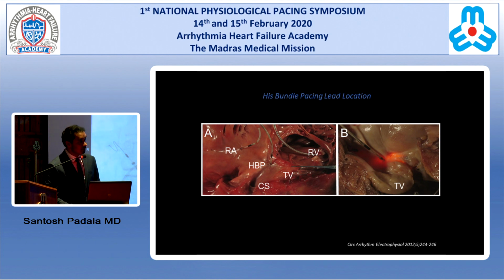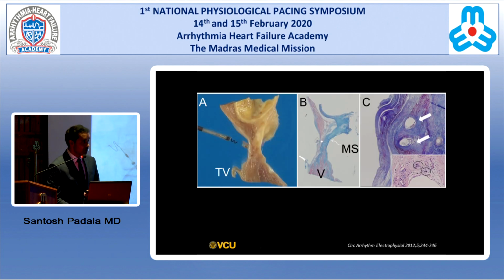So when we put in His bundle leads, where exactly are the leads? Are they above the tricuspid valve or below the tricuspid valve? This was a publication from Circulation. This patient ended up dying from a non-cardiac cause, underwent autopsy, and you can see the His bundle lead is above the tricuspid valve. And this is transillumination of the membranous septum from the left side. You can see again the His bundle lead implanted at the membranous septum above the tricuspid valve. These were the histology specimens, again proving that the His bundle location was above the tricuspid valve.